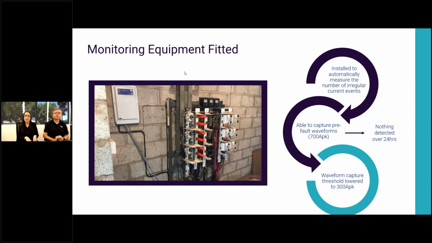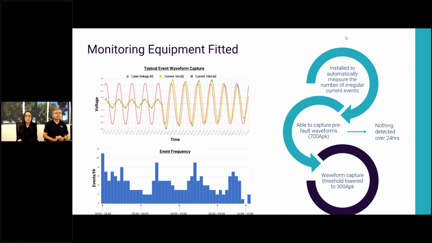So they decided to lower the alarm threshold to 300 amps peak. When they did that, we immediately started to get some event waveforms captured. In the graphic at the top, you can see that the current is peaking at 400 and it's trying to get back to normal magnitude quite slowly. This is a typical behavior of a motor starting.